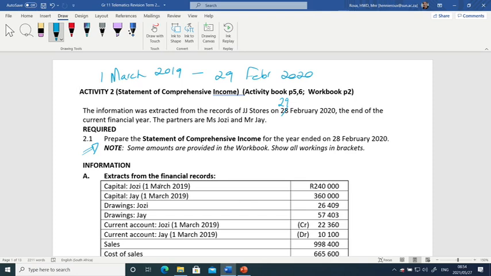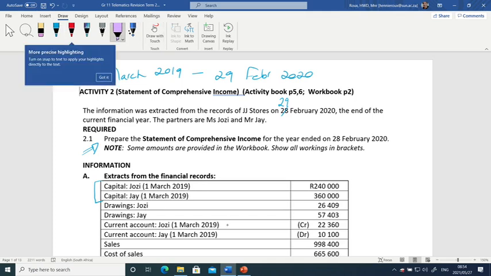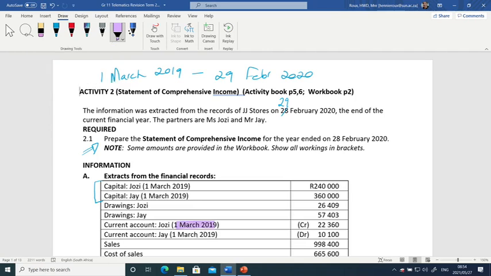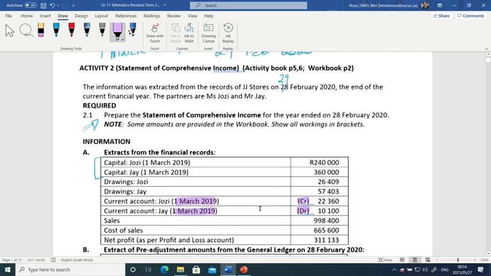So here they tell you that the capital on the 1st of March 2019, so that was the opening balances at the beginning. Then you have the drawings, current account. Again, they show the date, 1st of March, so that is at the beginning. Also look at the balances, debit, credit, but we'll come to that in our next activity when we look at the statement of financial position.